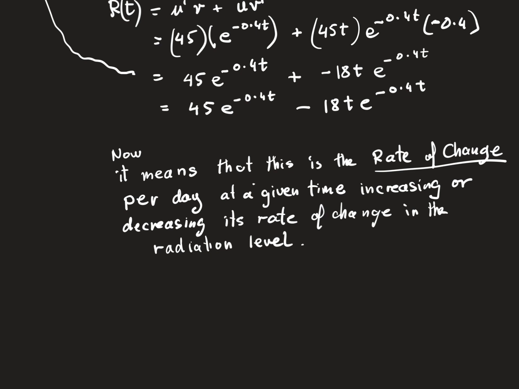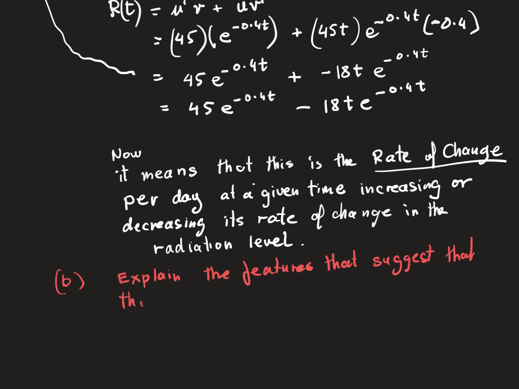Okay, so now that we have some understanding, what we're going to do is number B. And that thing is we're going to explain the features that suggest that this is a surge model. This is where I'll explain this, okay? So now the question says explain the features that suggest that this is a surge model.